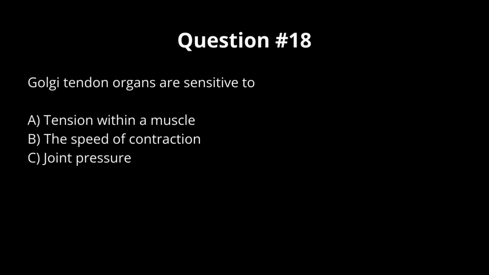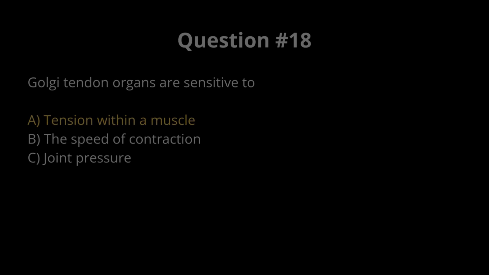Question number 18. Golgi tendon organs are sensitive to: A. Tension within a muscle, B. The speed of contraction, C. Joint pressure. The correct answer is A. Golgi tendon organs are sensitive to tension within a muscle. When excessive tension is detected, the Golgi tendon organ sends inhibitory signals to prevent potential muscle damage.